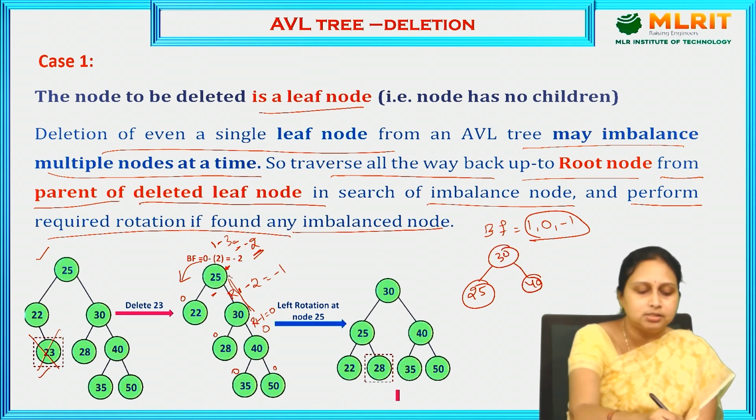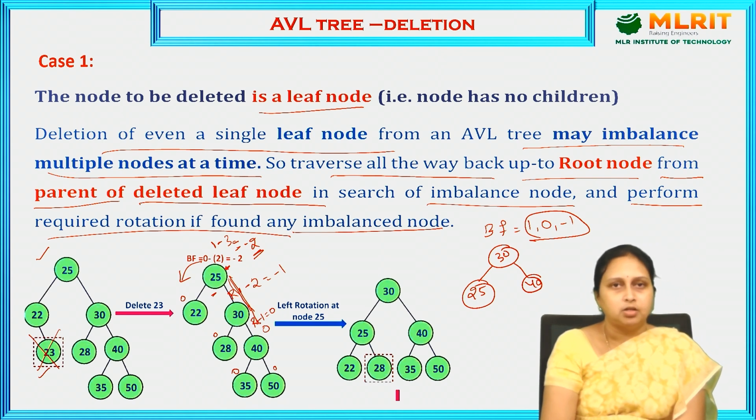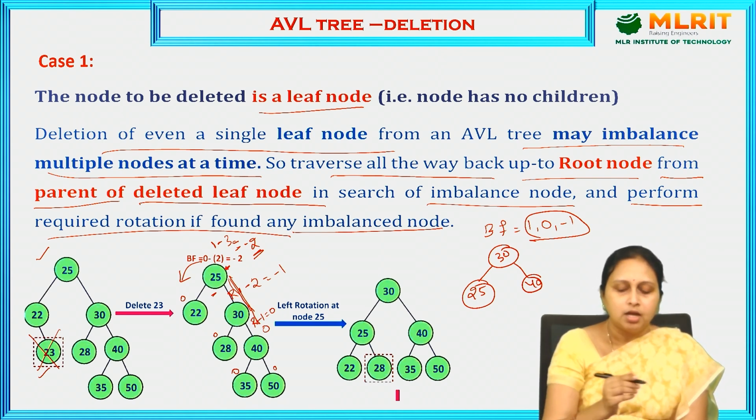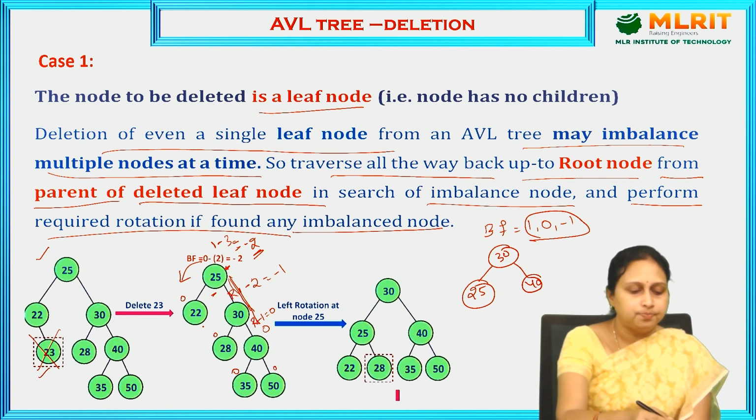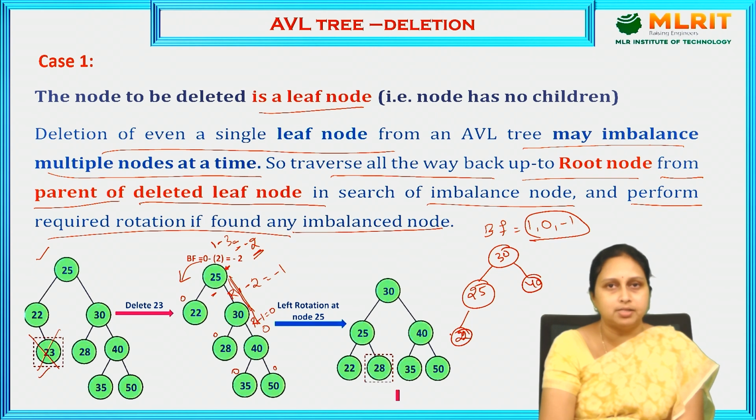That means these 3 nodes we have selected. Those 3 nodes we need to select, and based on that we need to perform the rotations. Now for 25, you have left child is 22. We don't have any problem for representing it.